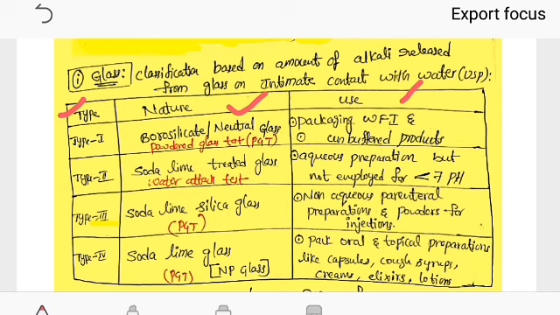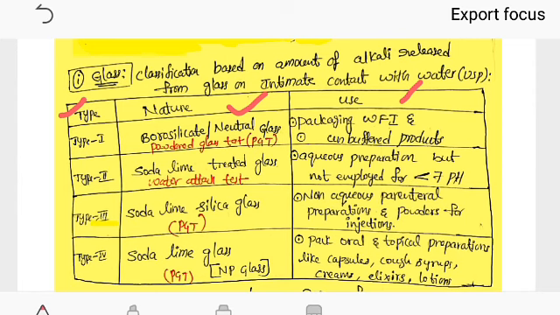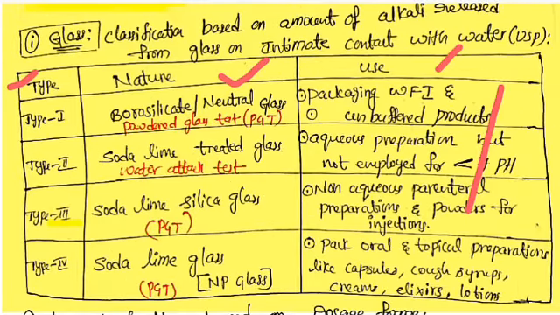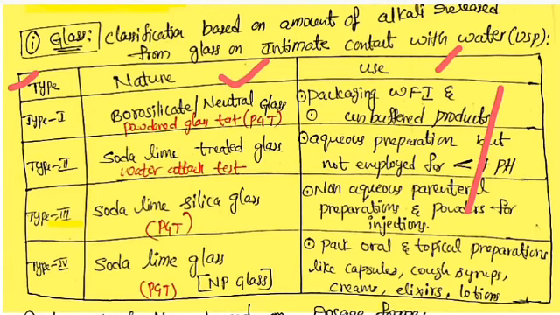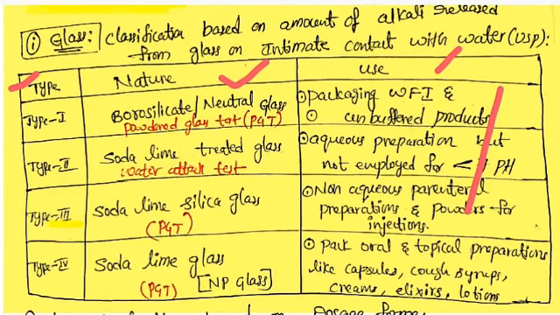And type 4 is soda lime glass, that is a non-parenteral glass. You should not use this type of glass for parenterals. We can use it for the packing of oral and topical preparations like capsules, cough syrups, creams, elixirs and lotions. This is a brief discussion regarding glass. I have given here the evaluation tests for these glasses also.